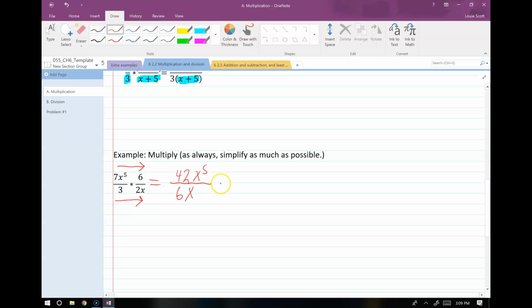Now the last thing to do in all of these problems is to simplify anything that we can. So let's see, 42 over 6. I don't know if that goes in there evenly. I don't think it does. Oh, of course it does, because I just multiplied to get that. You guys are probably laughing at me at home. All right, 42 over 6 is equal to 7. And then I cancel one of my x's on the bottom, and that leaves me with x to the 4th.